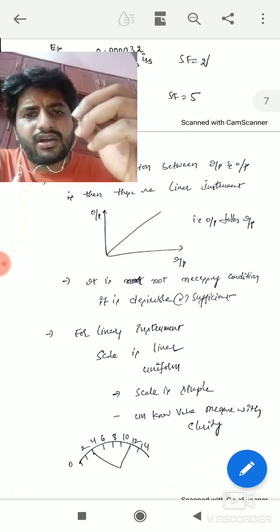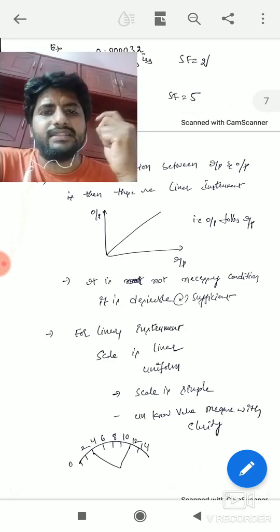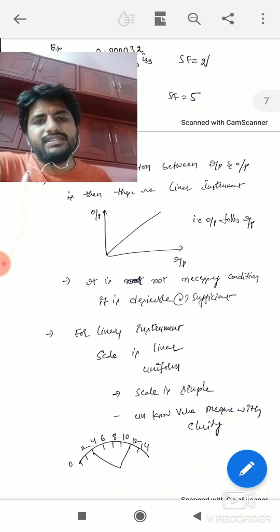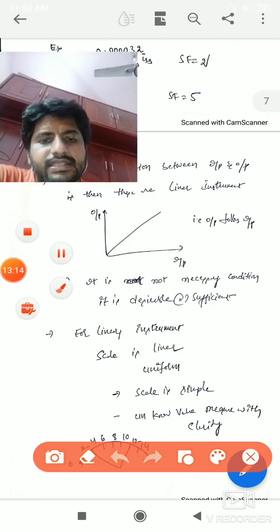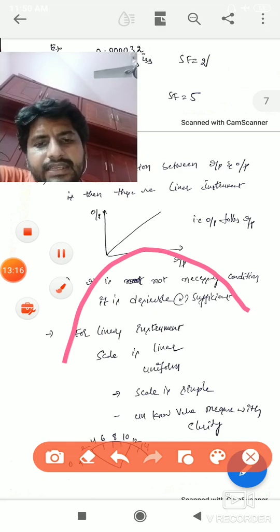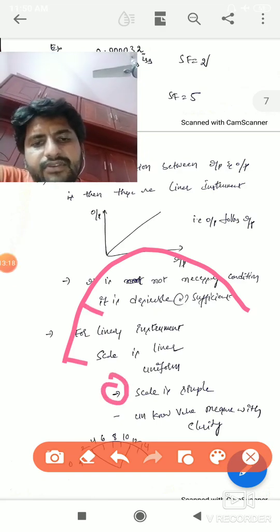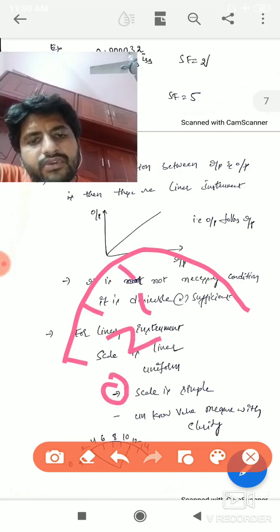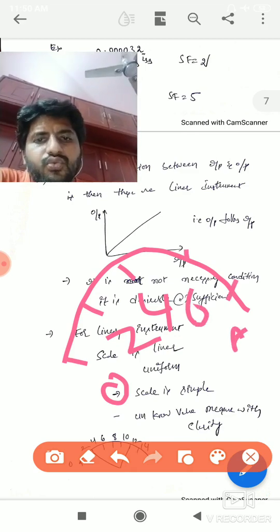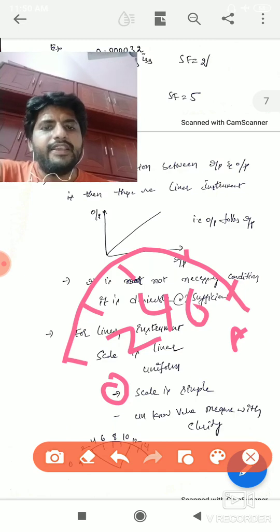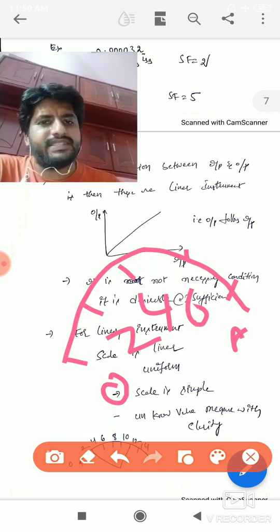And after that, what is the advantage of linearity in the instrument? Definitely, if the system is linear, it means the scale is linear. How linear? If the scale looks like a linear scale, it is 0, then the second one is 2, and the third is 4, 6, 8. Each and every division is 2, so it varies linearly, right?